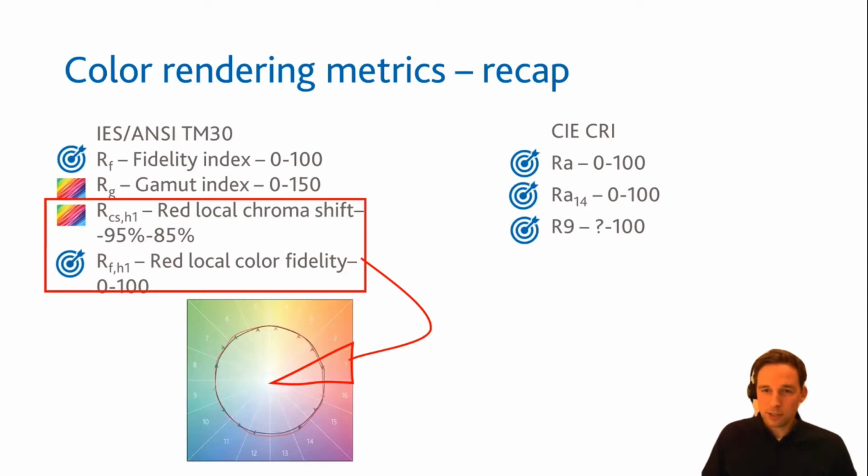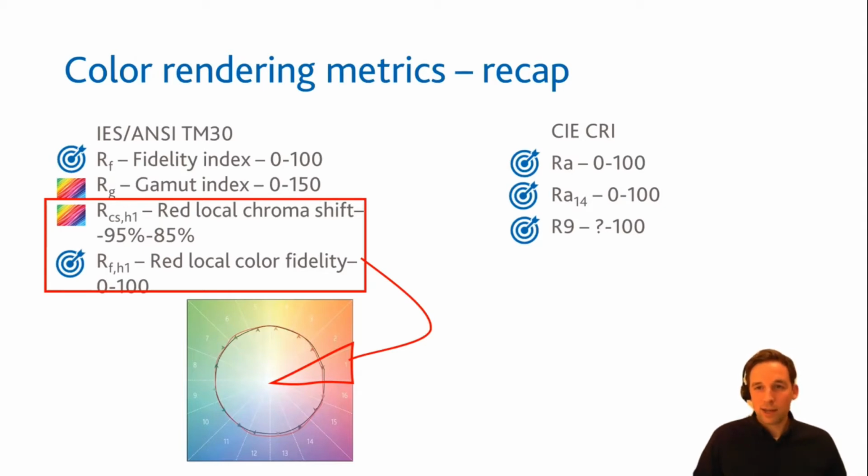So let's take a look at TM-30. TM-30, as you can see, has a lot more information already. These are the four standard metrics that you get. And we start at the top with a fidelity index.